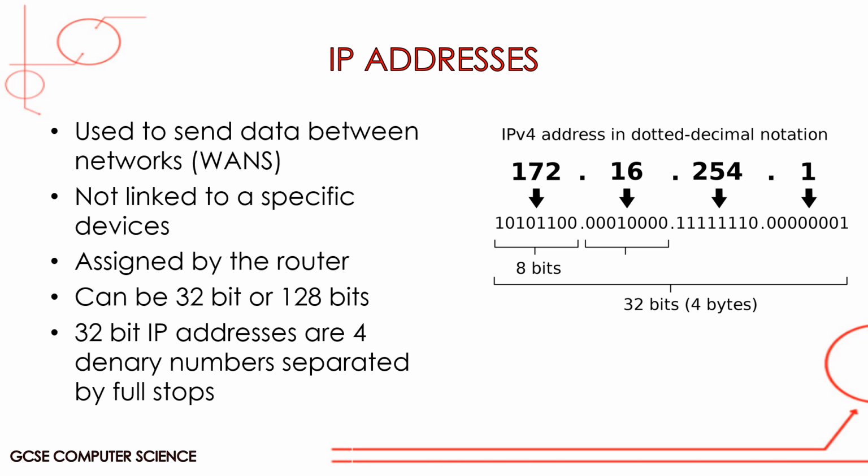An IP address is used to send data between networks. These are not usually linked to a specific device. The IP address is assigned by the router and it can be 32-bit or 128 bits. Most web addresses that have been around for a while have got a 32-bit IP address. These are the ones that you've most likely seen many times. They have got 4 denary numbers separated by full stops. An example is shown here, 172.16.254.1. Each of those denary numbers are converted into binary, and that is the IP address for that website.